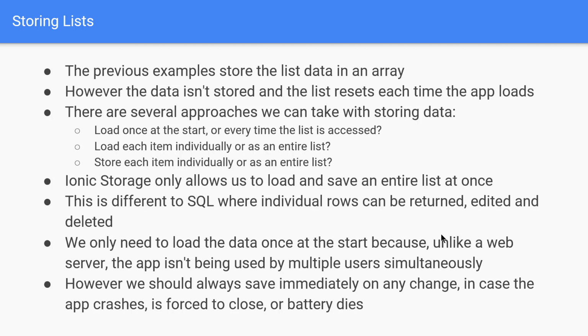We could load each item individually or as an entire list, or we could store each item individually or as an entire list. Ionic Storage only allows us to load and save as an entire list at once. This is different to SQL, where individual rows can be returned, edited, and deleted.